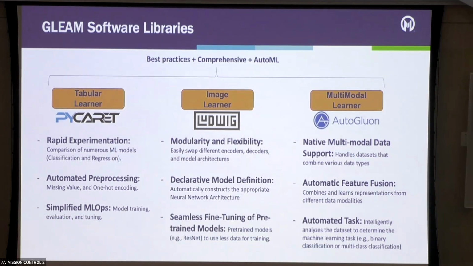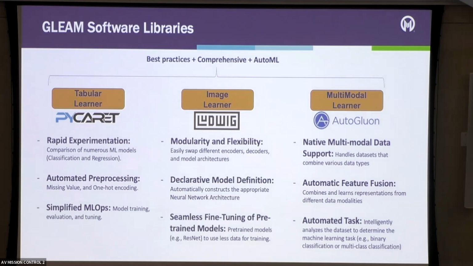So for the tabular learner, we have PyCaret. There are several points that I could point to as a good selection, but I'm just going to mention the top ones. So for PyCaret, we have rapid experimentation. When you run a PyCaret experiment, you can run more than 10 models at once and pick the one that was trained the best for your data set.